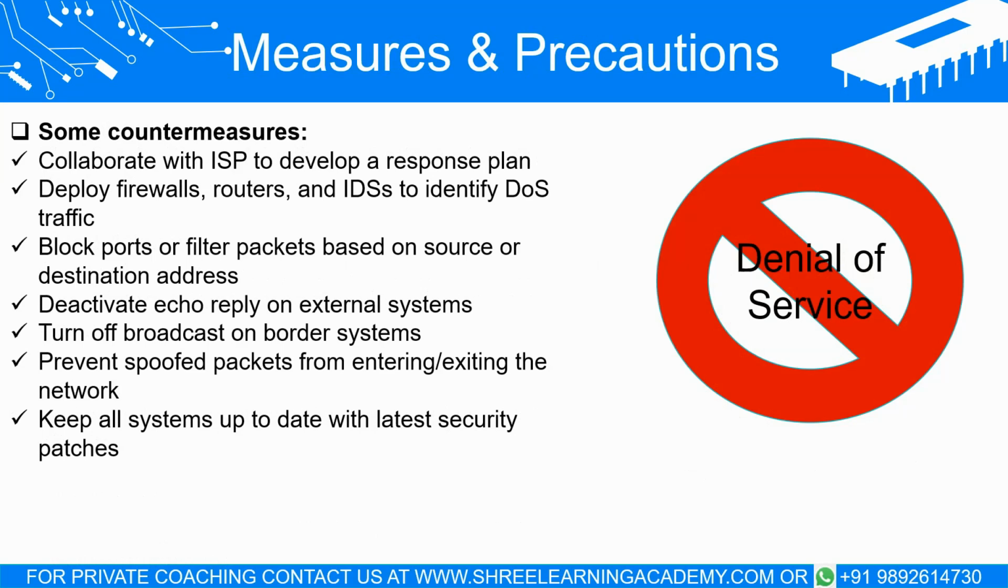Collaborate with your Internet Service Provider (ISP) to develop a response plan. Deploy firewalls, routers, and intrusion detection systems (IDS) that can identify DoS traffic and either block the corresponding port or filter out packets based on the source or destination address. Deactivate the echo reply functionality on external systems. Turn off broadcast capabilities on border systems. Prevent forged, spoofed packets from entering or exiting your network. Ensure that all systems are up to date with the latest security patches released by the vendors.